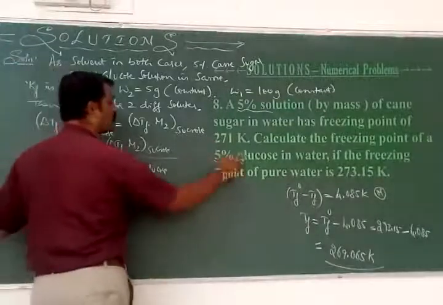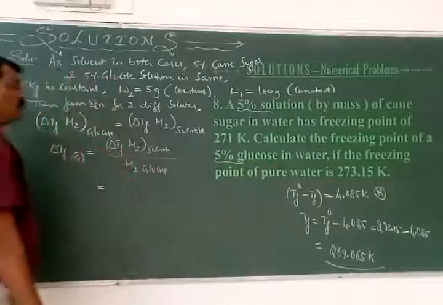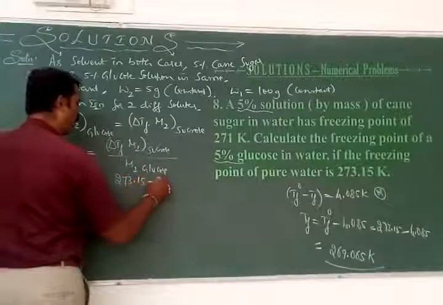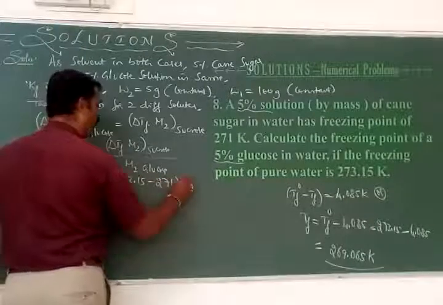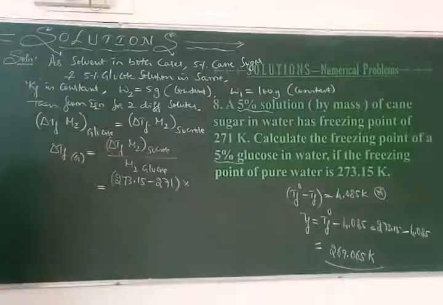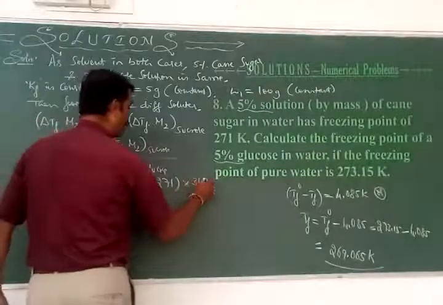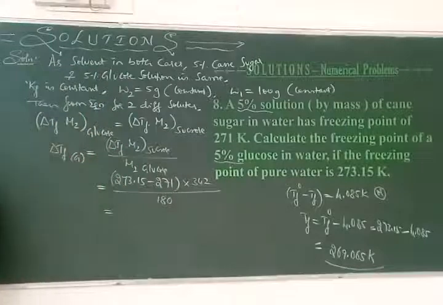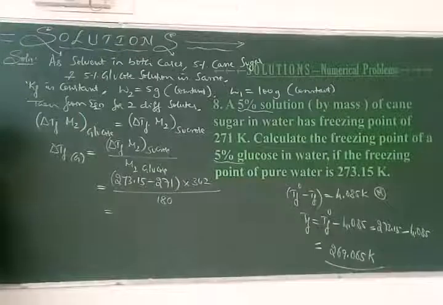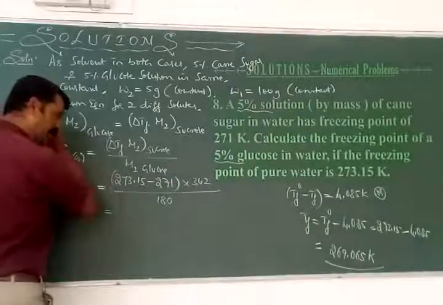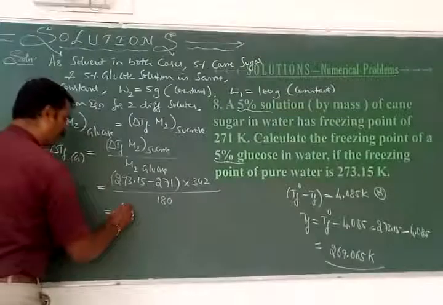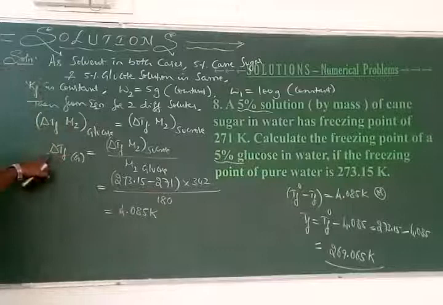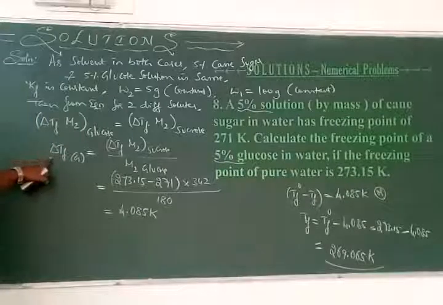Delta Tf in the first case is 273.15 minus 271, into M2 of sucrose that I have mentioned, 342, which is the molecular mass, divided by 180. So if I simplify that, the delta Tf is found to be around 4.085 in terms of Kelvin. This is the depression in freezing point with respect to glucose, 4.085.